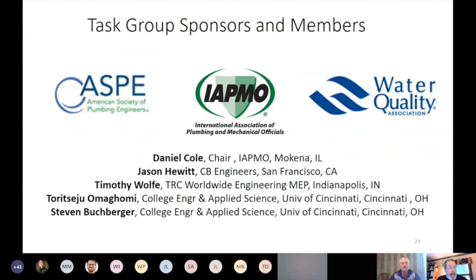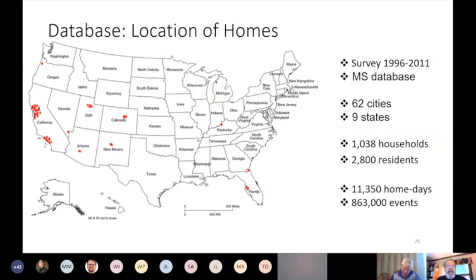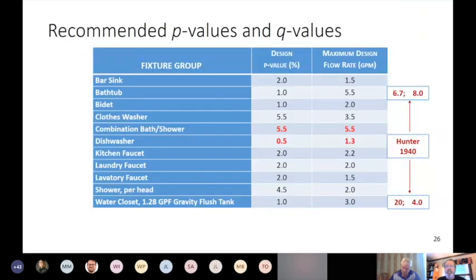I won't dwell on this. I will instead point out that a task force was established a couple of years ago with ASPE, IAPMO, and the Water Quality Association to revisit Hunter's curve. The mission of this task force was to establish a probability model to predict peak demands, really bring Hunter's curve into the 21st century. And we were lucky in the sense that we had lots of data. We had 60 cities with over 1,000 households, almost 1 million water use events. And with this information, we reestablished estimates for the p-values.